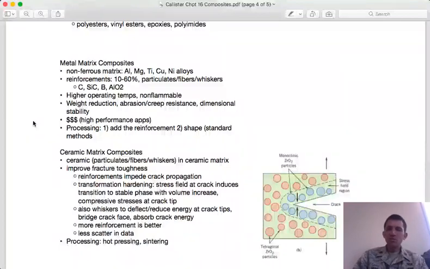Composites do tend to be expensive. If you think, you have much more processing that goes into it. You have to prepare the reinforcement, you have to add them together, and these are generally lower volume, right, which drives up the unit cost of these parts.